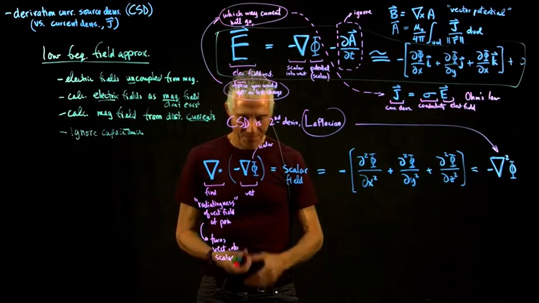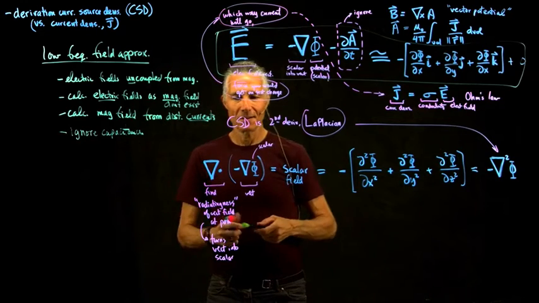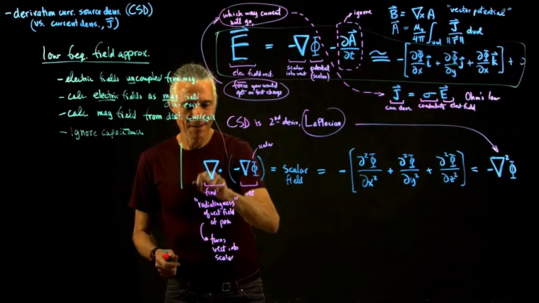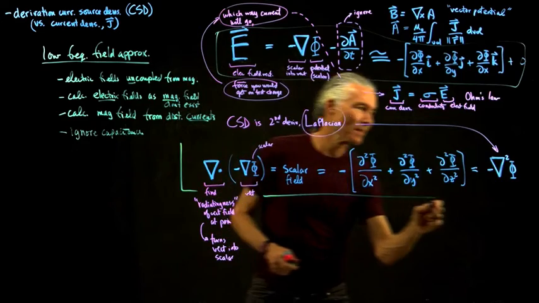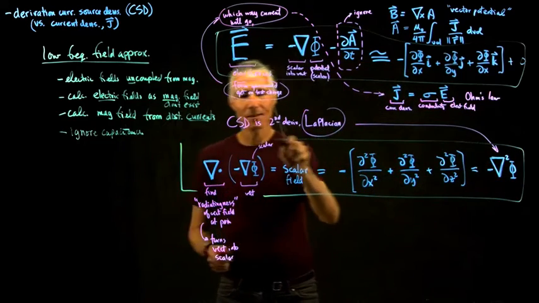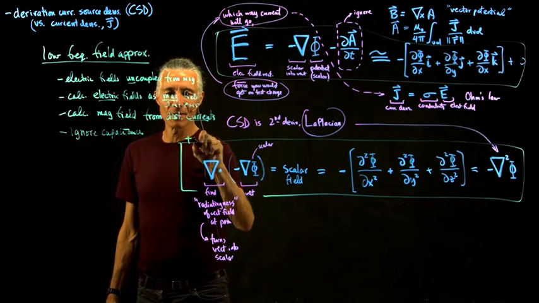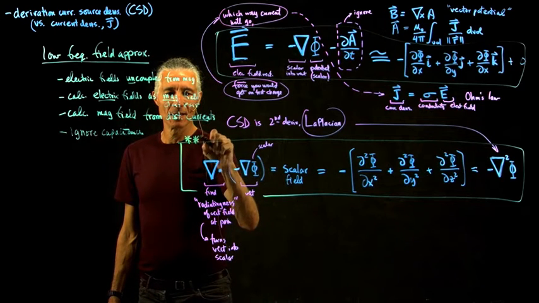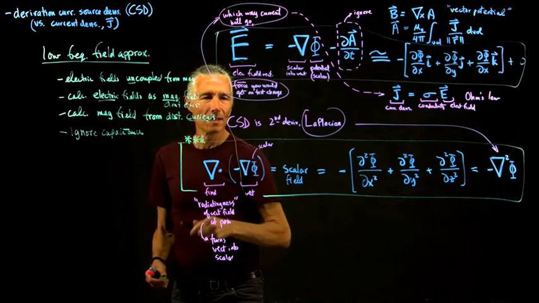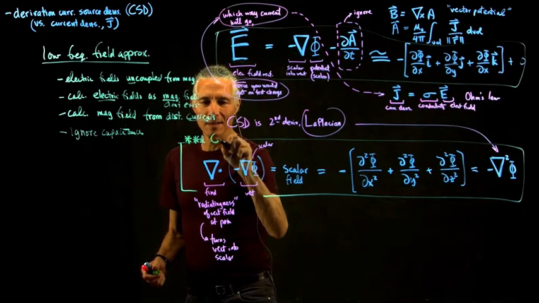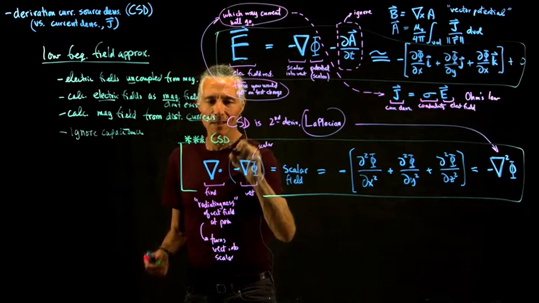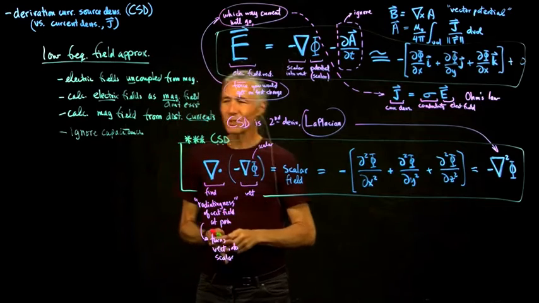So here's our final answer. What is the current source density? The current source density is just the second derivative of the voltage. So this is the CSD. So what does the second derivative mean?